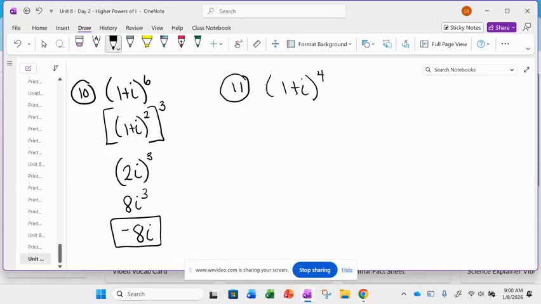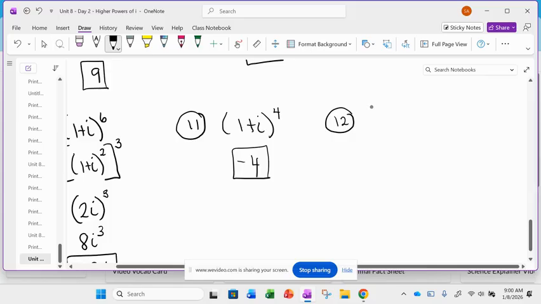Okay, what did you get for 1 plus i to the 4th power? -4. Does anybody want to see us do this? Okay, now let's say I didn't make it 1 plus i. Let's say I made it 2 plus i to the 3rd power. Any shortcut there? No, we have to actually FOIL this out.